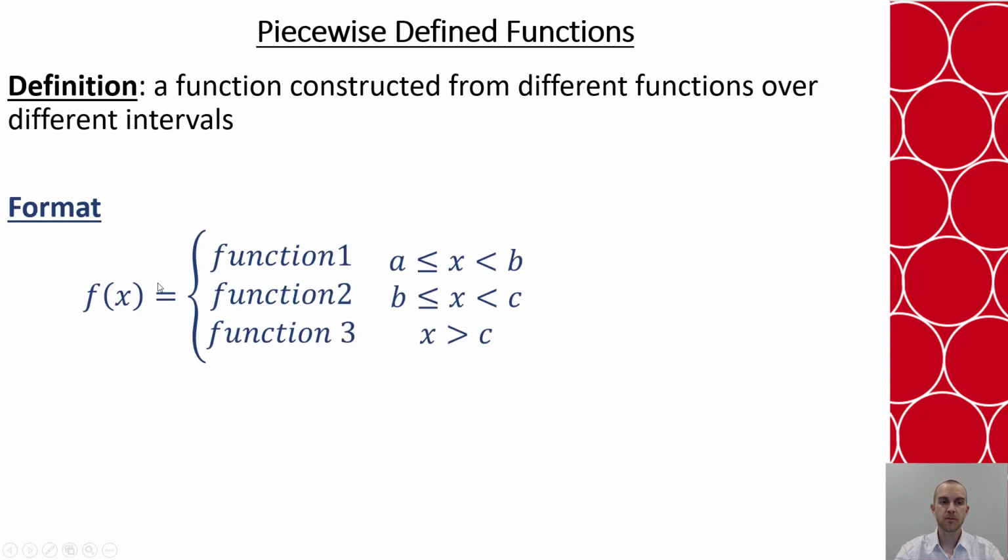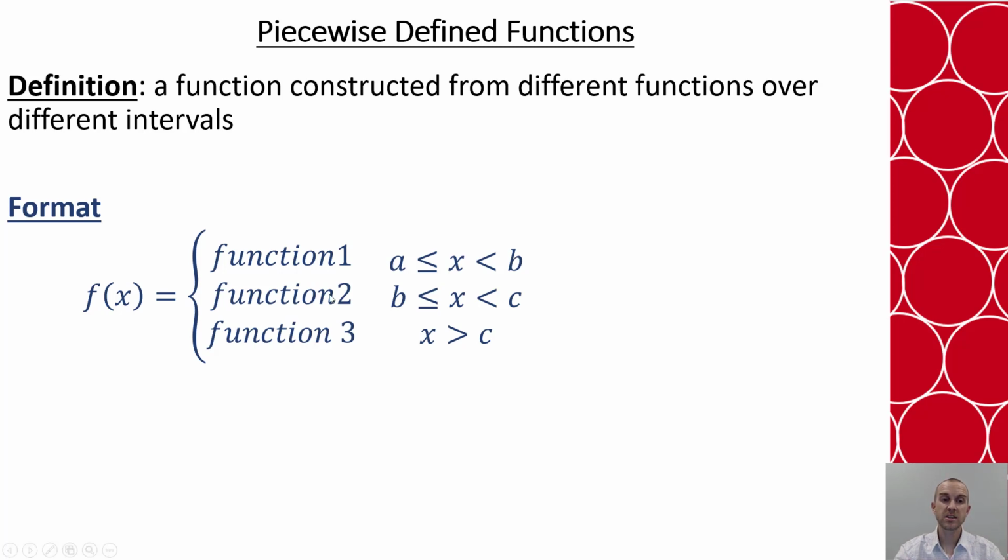The most common format is that you'll see something like f of x or y or g of x, or some function is equal, and then you're going to have one set of brackets, and then you're going to have all the functions listed, and then to the right of each function is an interval for which that function exists.